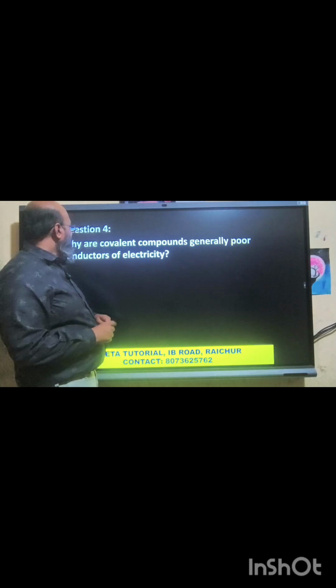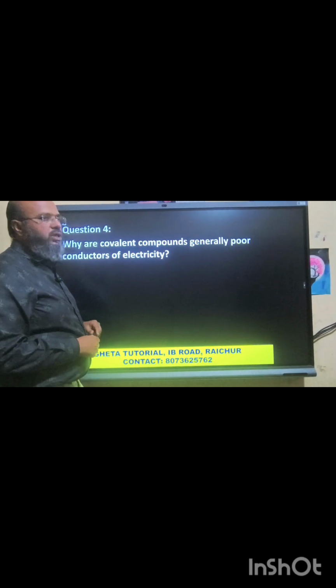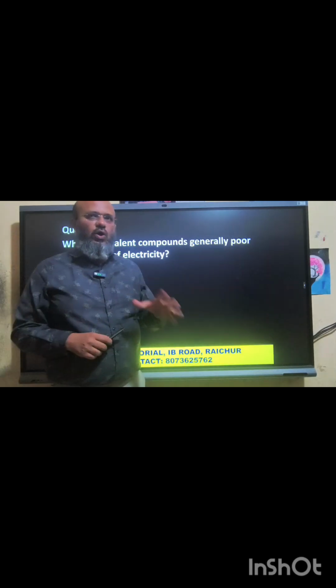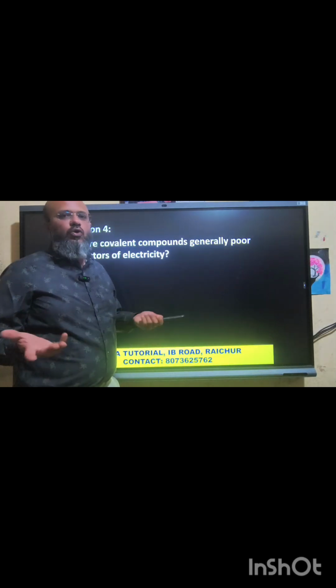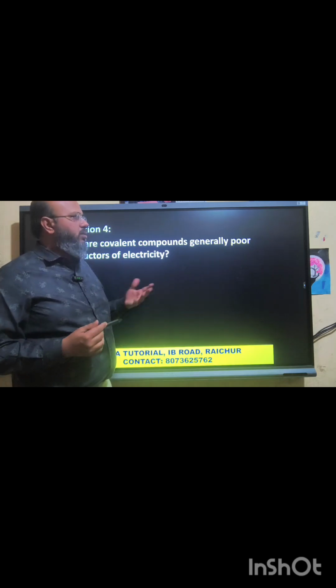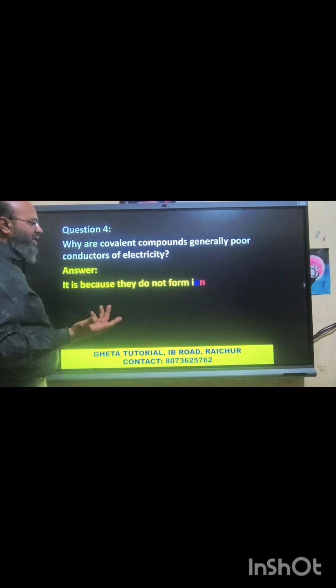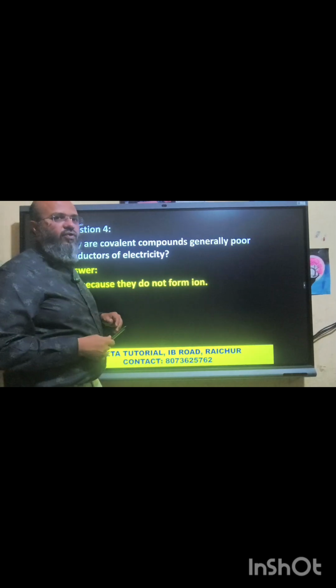So the question is, why are covalent compounds generally poor conductors of electricity? As you know, for conducting electricity we require ions. And covalent compounds do not contain any ions. So because of this reason, we can say that covalent compounds are poor conductors of electricity. What is the reason? They do not form any ions.